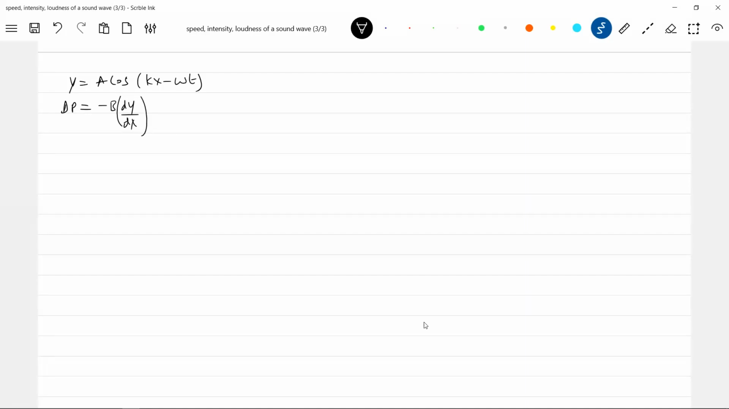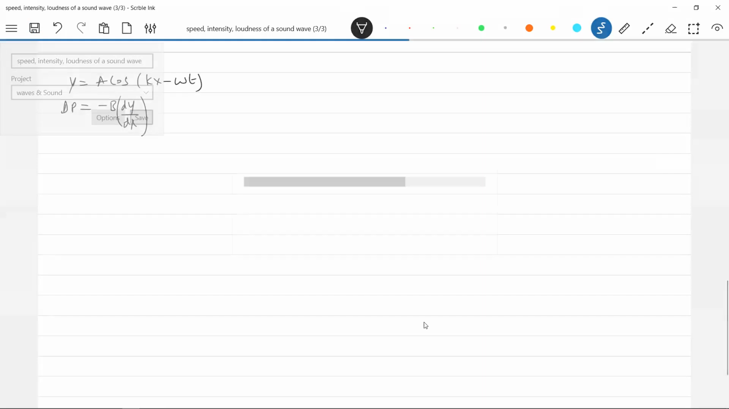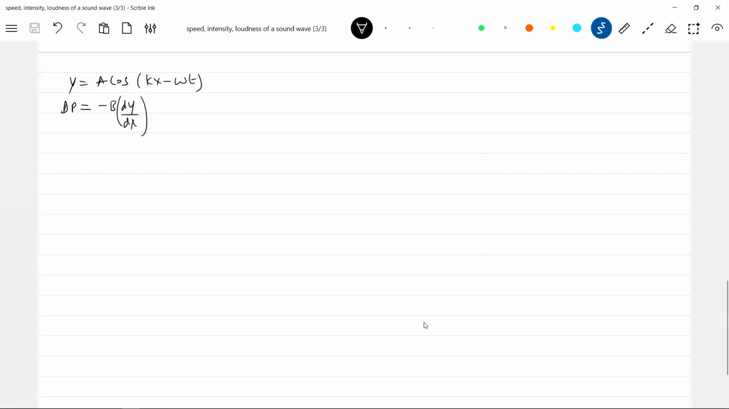If you know the displacement wave, can you bring the pressure wave by using this formula for the excess pressure wave? So this will become minus B, derivative of this, minus A sine, minus A k. What is this BAK? We'll call it the pressure amplitude.